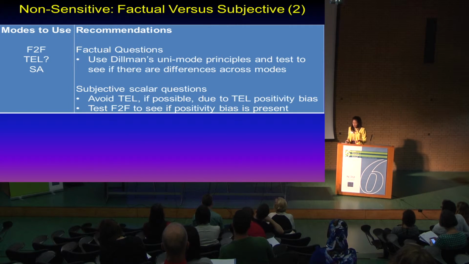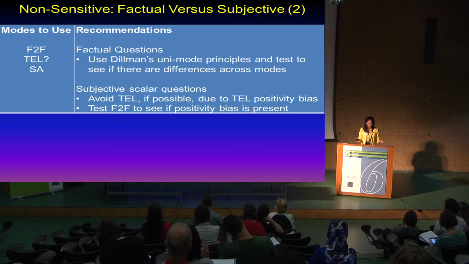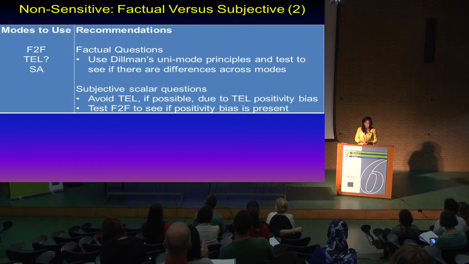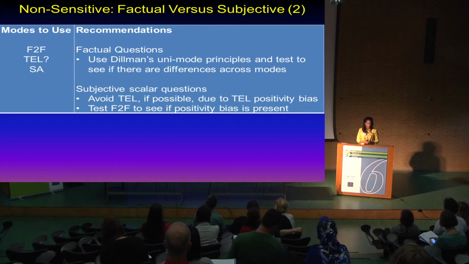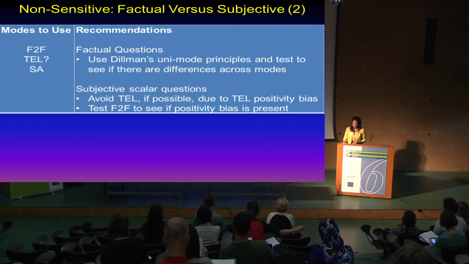So, some recommendations. If it's factual questions, perhaps we could go with Dillman's unimode principle. We can always still test. If it's the scalar questions, obviously, be careful of telephone because of the positivity bias. And if you are going to be using face-to-face, then you should check to see if that also has the positivity bias.